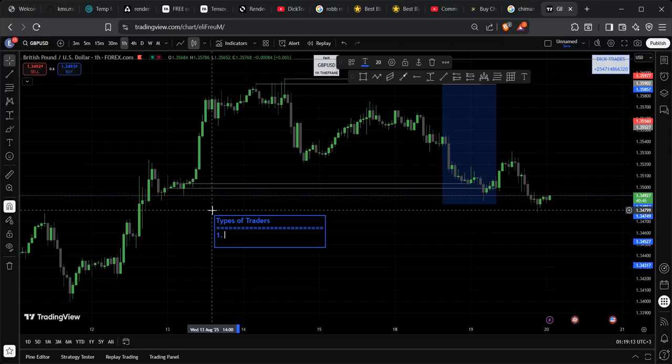So there are only two types of traders. Breakout traders, and number two, break and retest traders. These are the only two traders.